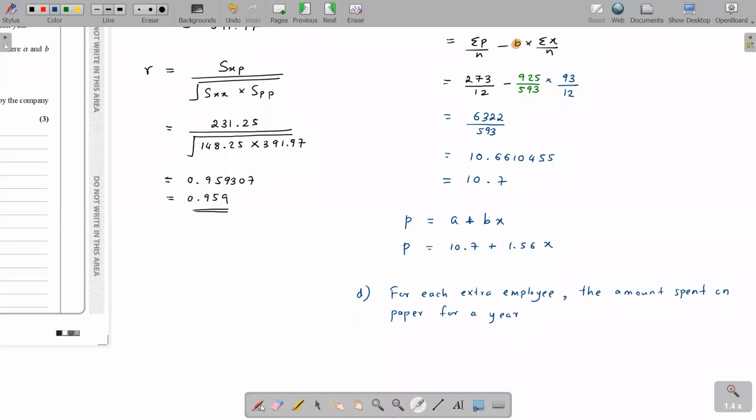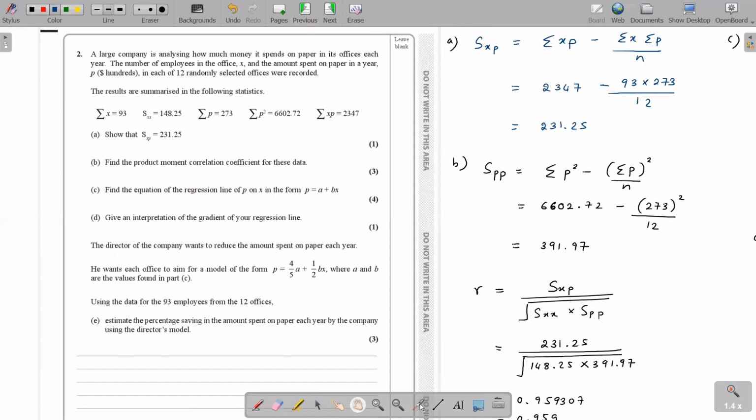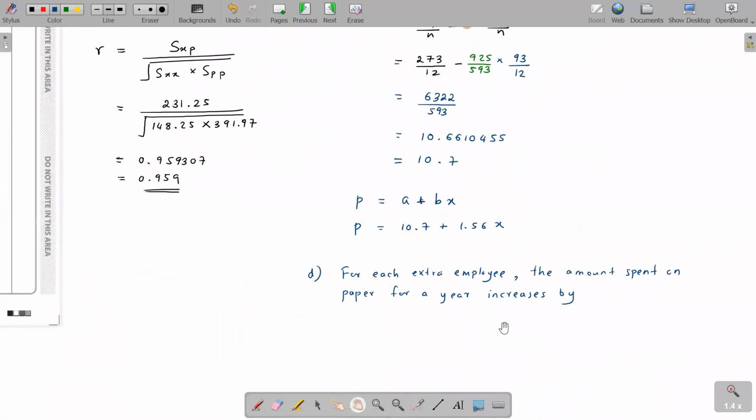What increases or decreases? A positive gradient means it's increasing. The amount spent on paper for a year increases by how much? 1.56. Now they have told you the amount spent on paper is measured in hundreds of dollars, very clearly, which means 1.56 is coded. So it increases by $156. For every extra employee, the amount they spend on paper in a year increases by $156.